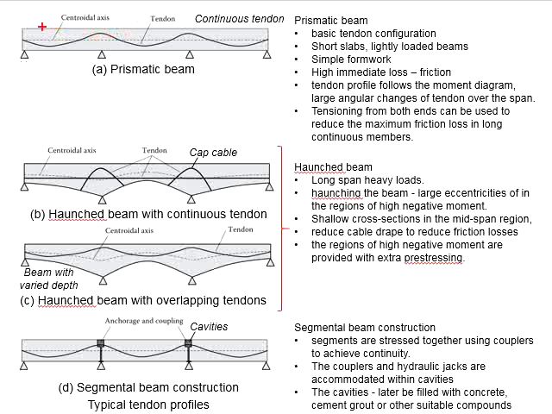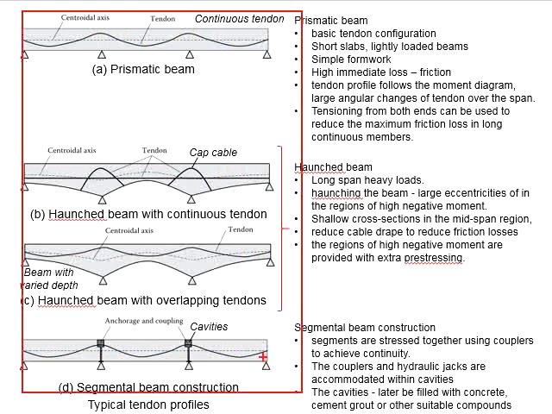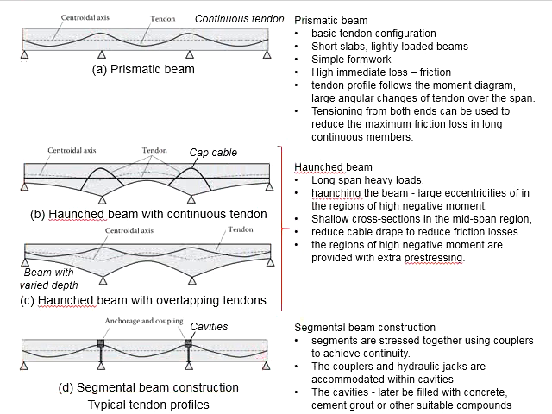The slide here represents different types of conditions where different types of tendon profile are being used. First, let us look at this prismatic beam. It is basically the basic tendon configuration, which is normally used for short slabs and lightly loaded beams, and it doesn't require a significant amplitude of curvature.